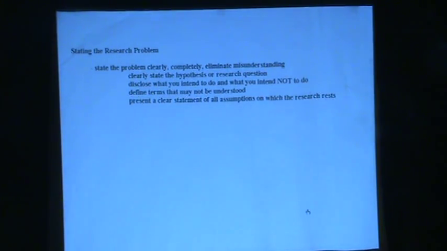Stating the research problem. State the problem clearly, completely, and eliminating misunderstandings and ambiguities. Clearly state the hypothesis or question. Disclose what you intend to do and what you intend not to do. Define terms that may not be understood, and present a clear statement of all assumptions on which the research rests.